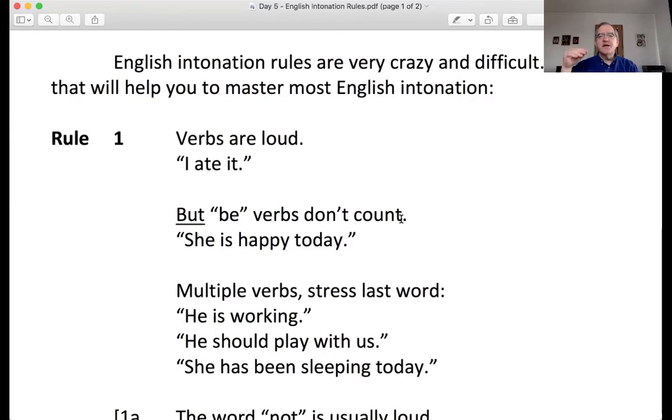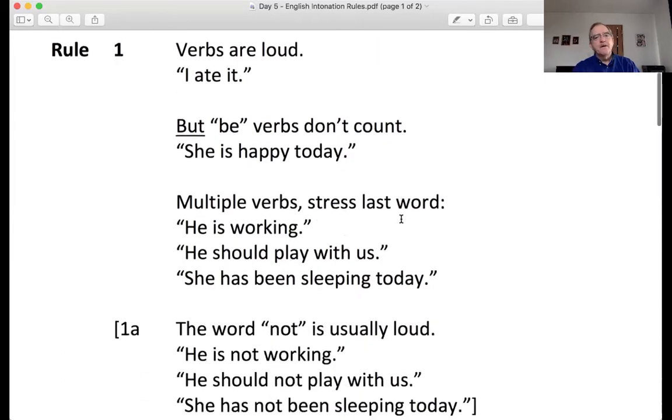She is happy today. She is happy today. Multiple verbs stress the last word. Okay. He is working. We have is and we have working. That's two. Multiple means two or more. He is working. The second or the last verb is always stressed.